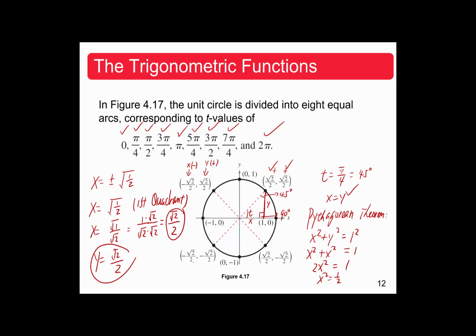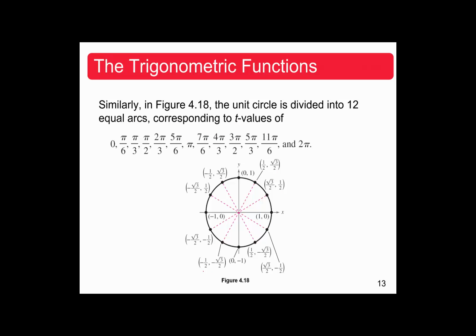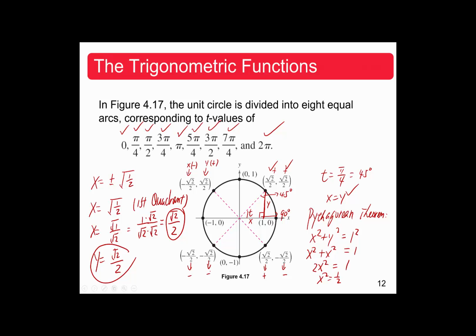In the third quadrant, both negative. Both x and y are negative, so both values are negative. In the fourth quadrant, x is positive, y is negative. And this is one of these very special angles.